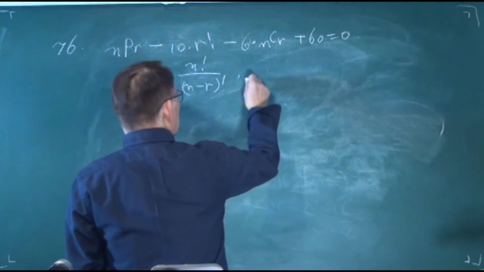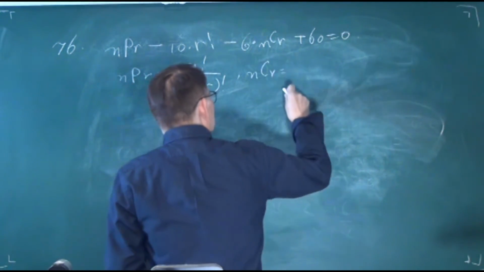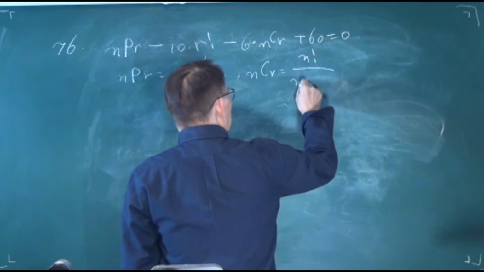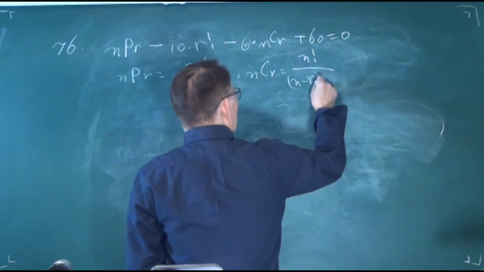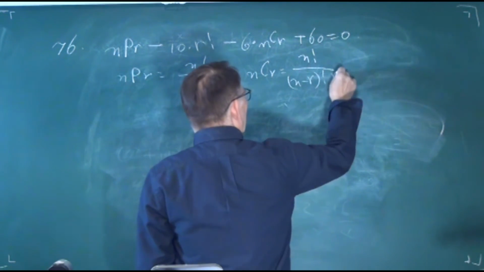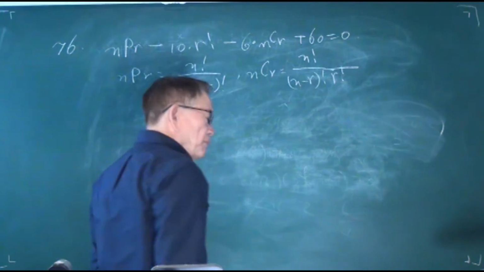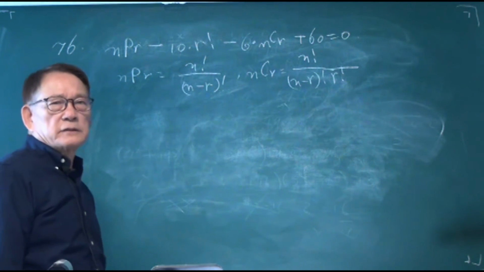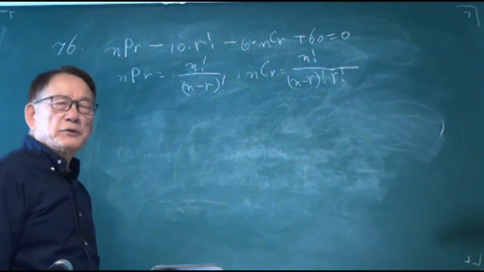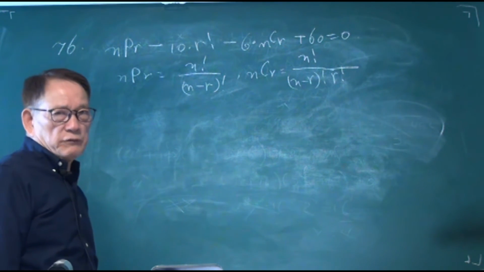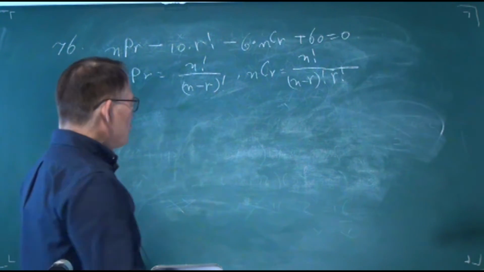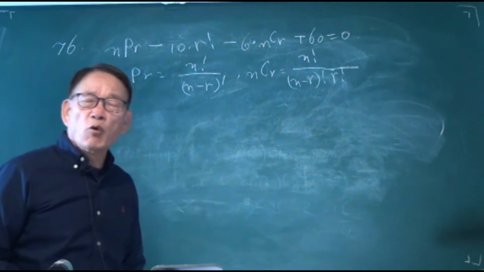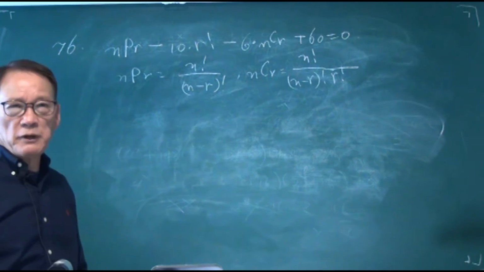And again, nCr is given by n factorial over (n minus r) factorial times r factorial. Now, if you have any trouble, you can go to my previous lecture on permutation. I showed in detail how to derive the formula, how it works, and in which case we use which formula. All of them I explained.